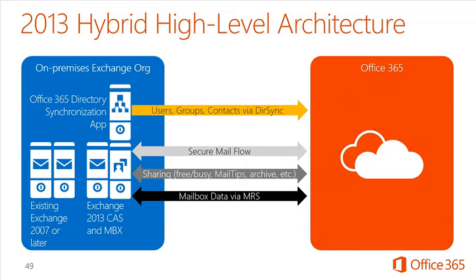So, looking at the coexistence in a hybrid scenario, we have our directory information replicating via DIRSync, and that's a continual event. If we have password hashes, in that middle option for authentication, that would be flowing through that process as well. We have secure mail flow established between our on-prem environment and Office 365. All mail is encrypted via TLS. We have the ability for users to do sharing, so free busy, calendar, and contact sharing, for example, mail tips, archive mailboxes. All this works regardless of their mailbox being on-prem or their mailbox being in Office 365. And for mail content itself, we leverage MRS.